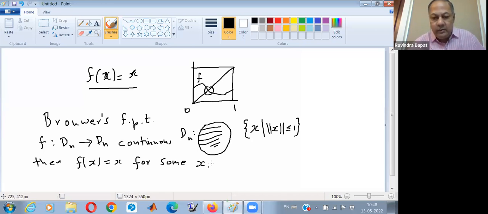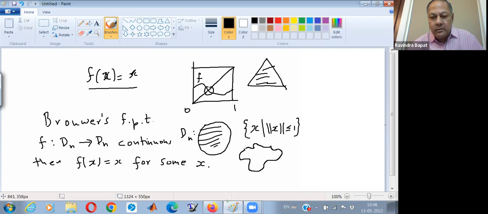Brouwer's fixed point theorem is true also for convex sets. That means I don't have to use a disk. I can take something like a triangle and take a function. In fact, it need not even be convex, but then you have to talk about it being homeomorphic to a disk and so on. Then also it is true.